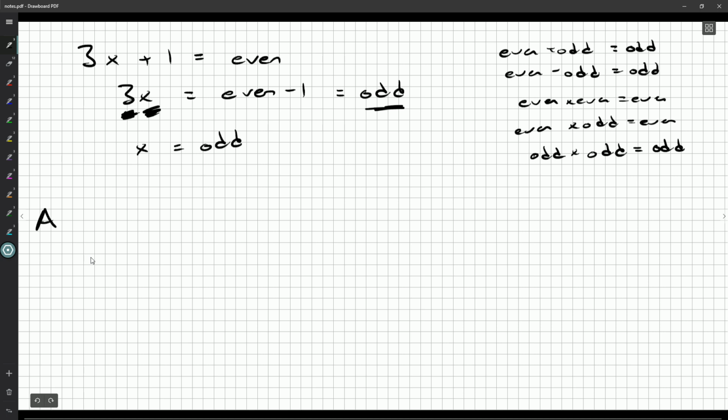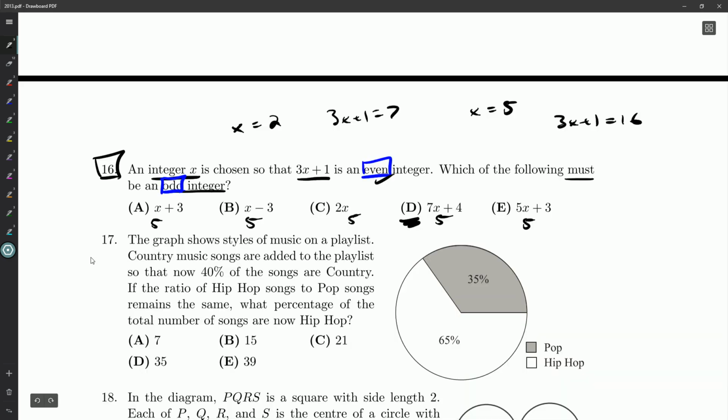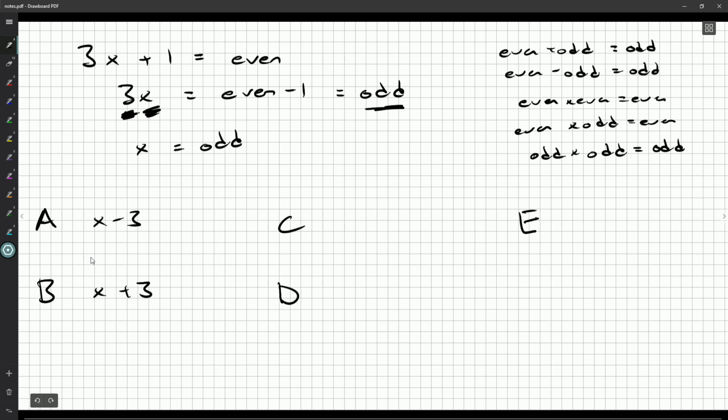Well, let's look at our possible answers. I think it was x plus 3, then x minus 3, then 2x, then 7x plus 4. I'm going to need to go back and double check what E was. E is 5x plus 3.